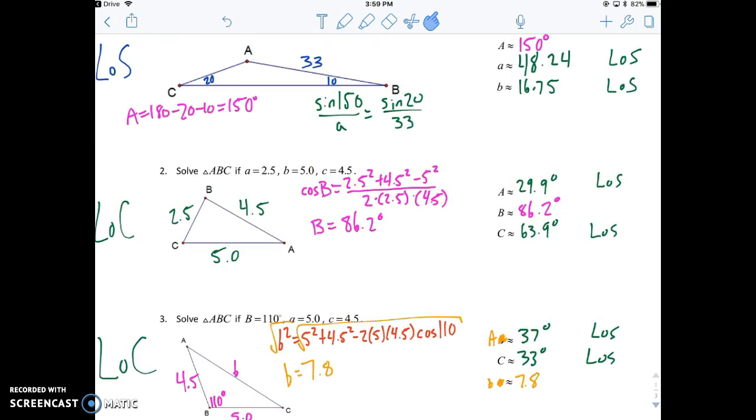Alright, I filled in the missing information in green on the right side. I did write law of sines for all of them. You could use law of sines to define all of them. You could use law of cosines to define all of them. Just make sure you're being careful about which thing you're using.